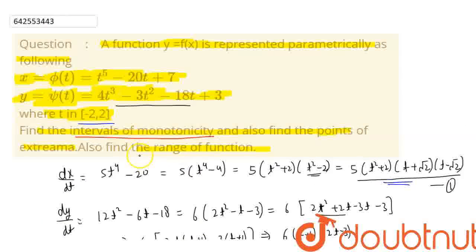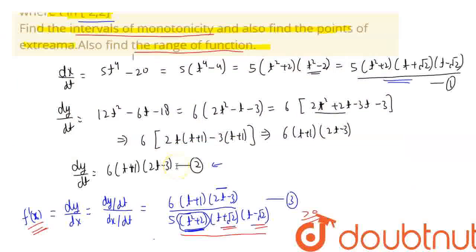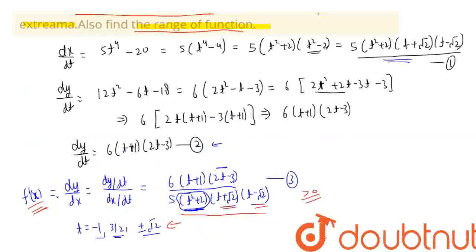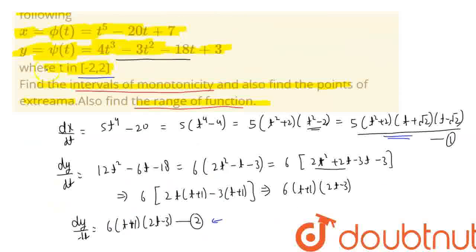Now at last they have also told us to discuss the range of the function. So now we are going to discuss the range of the function. For the range they have given us the value of y as psi of t. So for the range we are going to consider this function, that is 4t cube minus 3t square minus 18t plus 3. Let us note this function down.